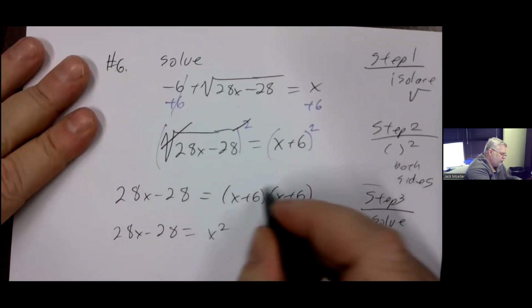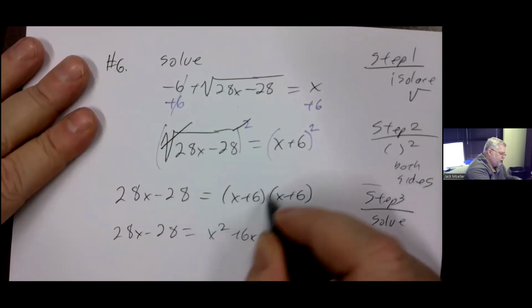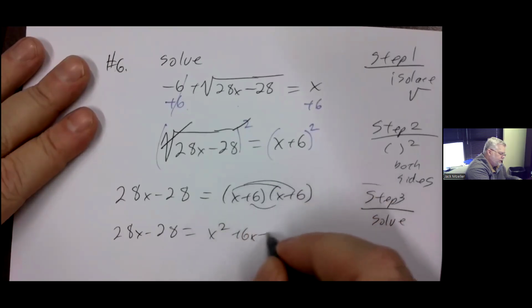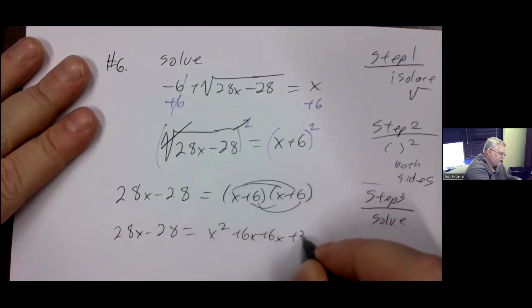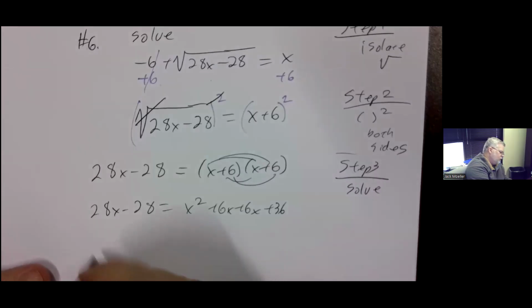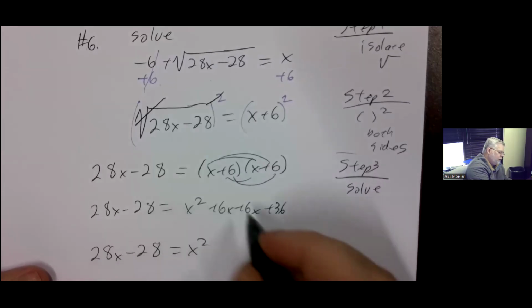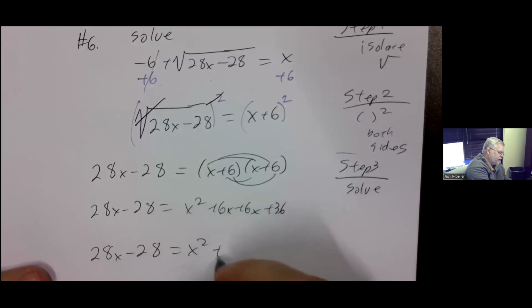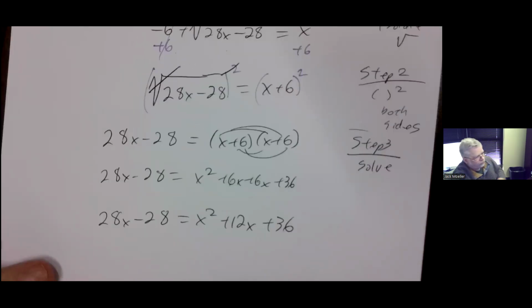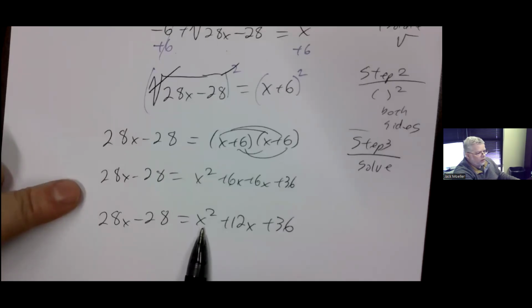That's x squared plus 6x plus 6x plus 36. So we get 28x minus 28 equals x squared, and then plus 6 goes to plus 12x plus 36. All right. Now, how do we solve for x? We have a quadratic equation now.